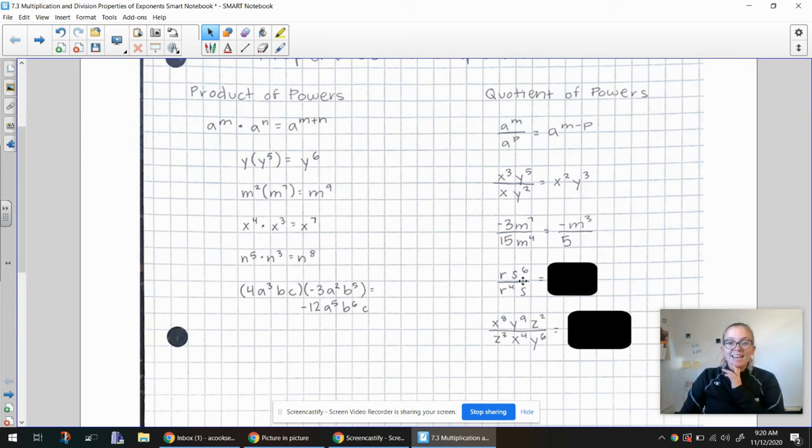Then I have s to the 6th over s. Well, there's an invisible 1 here. 6 minus 1 is 5. That's a positive exponent, so I'm going to leave it in the numerator. So I have s to the 5th over r to the 3rd.